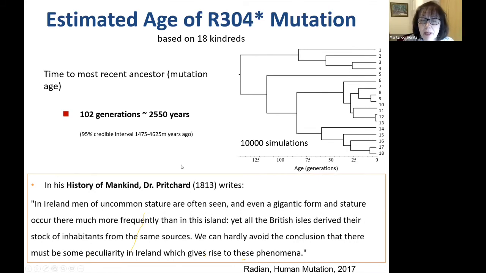And what is interesting is that back in the early 19th century, this Dr. Pritchard, who wrote a book about the history of mankind, already noted at the time that in Ireland, men of uncommon stature are often seen, and even a gigantic form and stature occur there much more frequently than in this island, which means Great Britain. Yet all the British Isles derive their stock of inhabitants from the same sources. So we can hardly avoid the conclusion that there must be some peculiarity in Ireland which gives rise to these phenomena. And I think that this peculiarity is actually the mutation affecting the 304th amino acid in the AIP gene, and that probably explains all these historical and currently living giants.